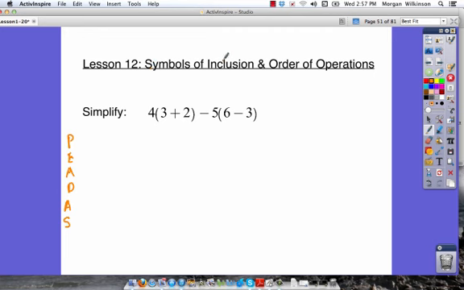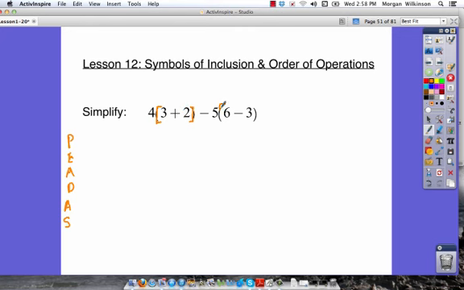Now when we look at symbols of inclusion, the first part of this lesson, that's like a parenthesis, okay? Parentheses are only one type of symbols of inclusion. Other types that we could have, and I'm going to draw right on top, we could have a bracket, okay? And it means the same thing. It still means we do everything inside of here first. It's just a different shape.